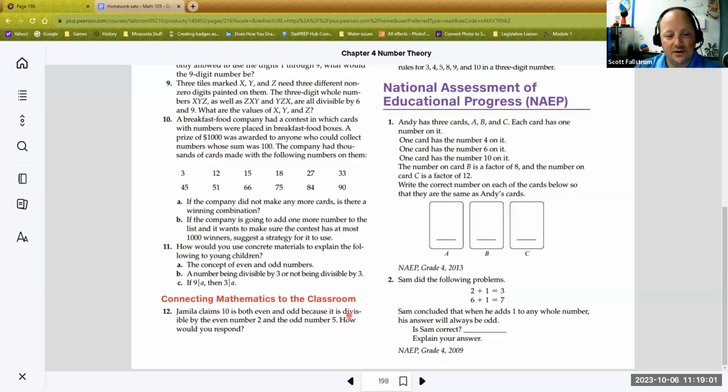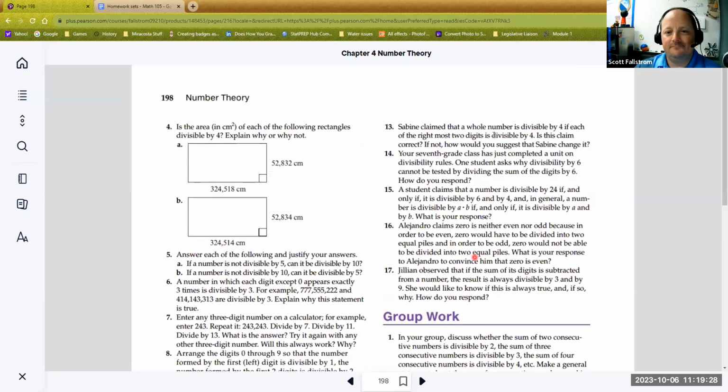How would you respond? So again, be thinking to yourself, first off, is her claim correct? Right? Is the claim that it's both even and odd correct? Okay. Then think through, why would someone make that claim? Right? What must be true about this? And then try to tie it back in, if the student is on the wrong track, try to guide them back towards the actual, is this even or odd piece?